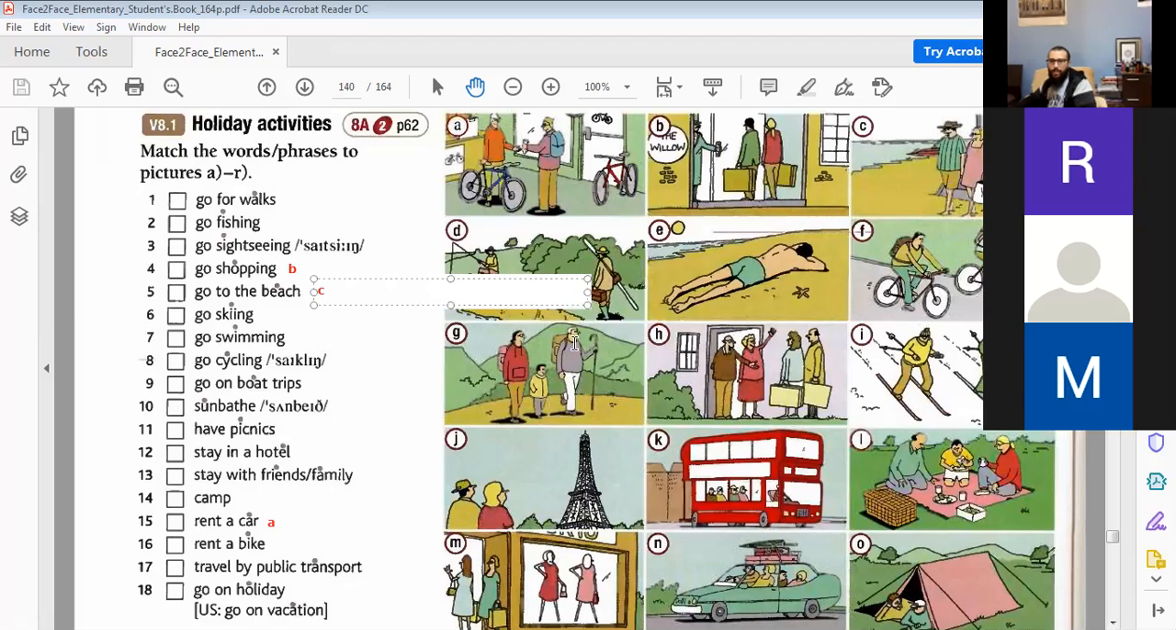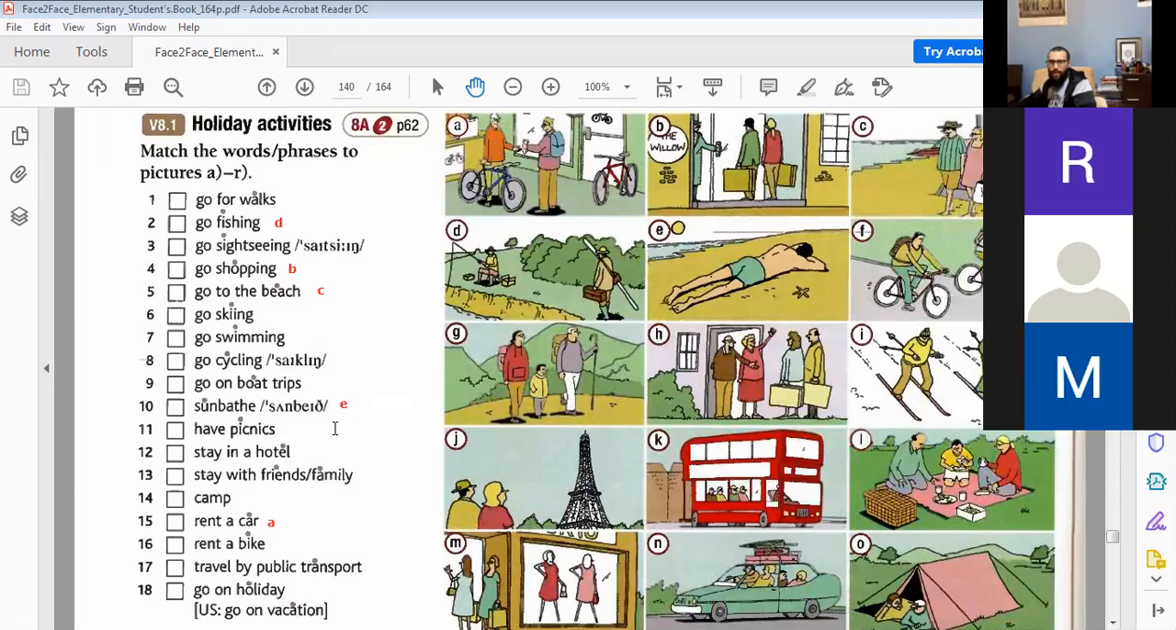What about D? What's this? Go fishing. Yeah, this is go fishing, correct. So go fishing is D. What about this? What is the man doing here in picture E? Sunbathe. Yeah, he's sunbathing. So this is sunbathe. Good. So this is E.